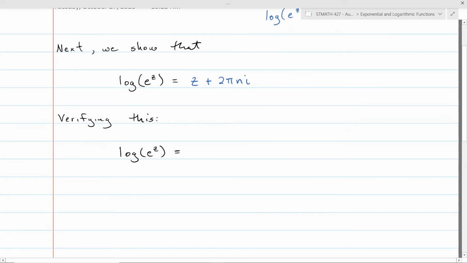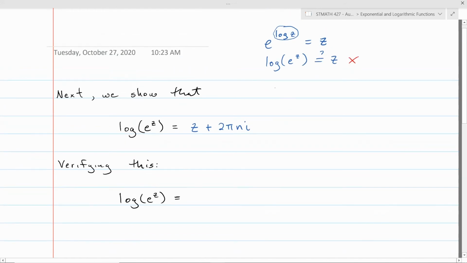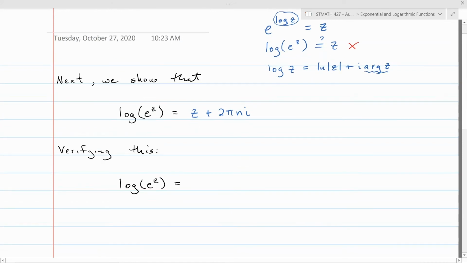So let's verify that. Remember our formula for the logarithm: log of whatever you put in there, z, is the natural log of the modulus of z plus i times the arg of z. And remember, arg, little a arg, is a whole set of angles. It's not just a single number. Applying that to what we have at the bottom here, log of e to the z would be the natural log of the absolute value of e to the z plus i times arg of e to the z.